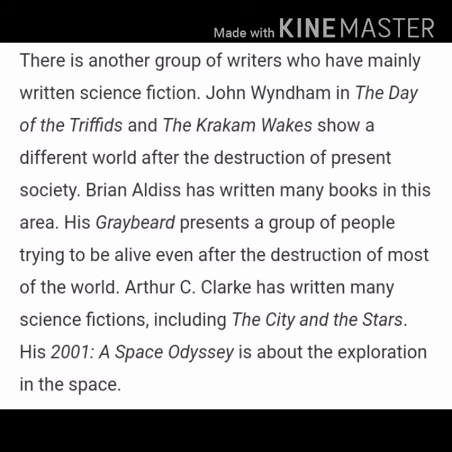Brian Aldiss has written many books in this area. His Greybeard presents a group of people trying to stay alive even after the destruction of most of the world. Arthur C. Clarke has written many science fiction works, including The City and the Stars. His 2001: A Space Odyssey is about the exploration of space.